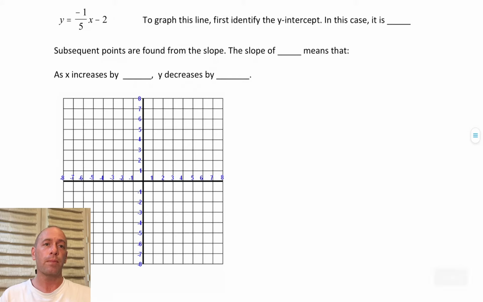The next one, y equals -1/5 x subtract 2. Again, we pick off the y-intercept of -2, and we can plot that point. Next, we look at the slope, -1/5. That means every time x goes up by 5, y is going down by 1. So from our y-intercept, we move right 5, down 1. Or I could have gone backwards and said, every time x decreases by 5, y goes up by 1.